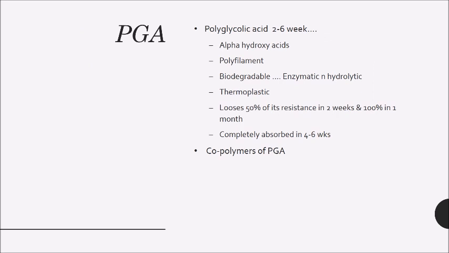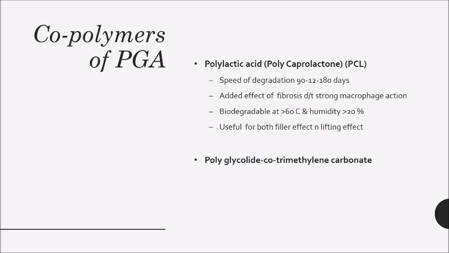Next comes polyglycolic acid. It belongs to the class of alpha hydroxy acids and it is a polyfilament. It is biodegradable with both enzymatic and hydrolytic degradation. It is thermoplastic and it loses 50% of its resistance in 2 weeks and 100% in 1 month, or 4 weeks. So it is completely absorbed in 4 to 6 weeks. Among the co-polymer devices, four have been mentioned: polylactic acid or polycaprolactone, PCL. Its speed of degradation is variable, ranging from 90 to 120 to 180 days, with an added effect of fibrosis due to its strong macrophagic action.